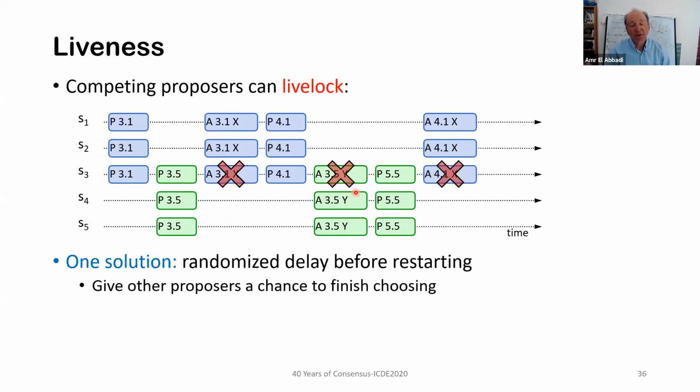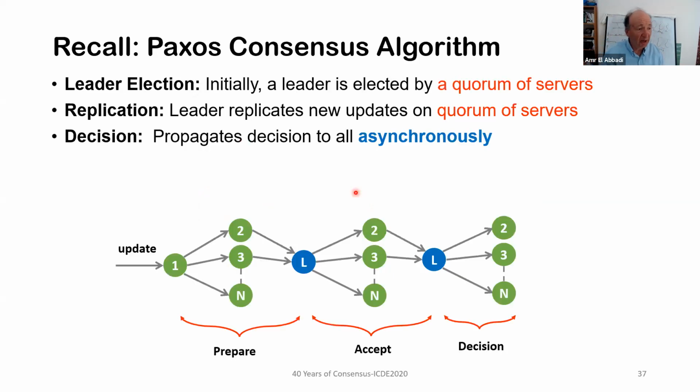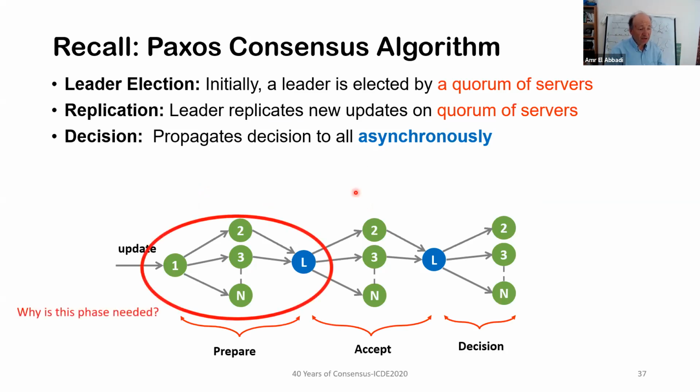So you could get into a situation where you have a livelock and hence liveness might not be guaranteed. Obviously, there are standard solutions. We do this whenever we have a deadlock situation or when we have a locking situation. You basically randomize the delay before restarting so that hopefully the chance of this happening is not too high. So in summary, we have basically a leader election phase and then a replication phase and finally a decision.